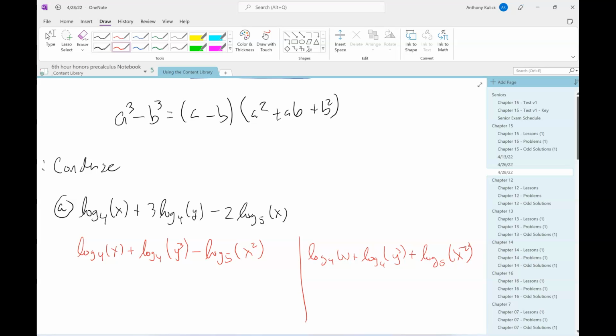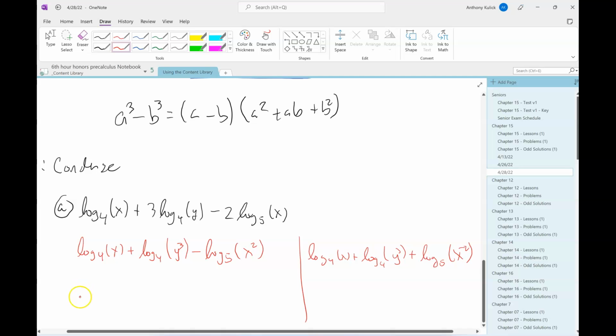Next up, we look for the product property. Great. How many product properties do we see? How many addition symbols do you see? 1. Okay. And between which two logs is the product property occurring? The first two. Okay.